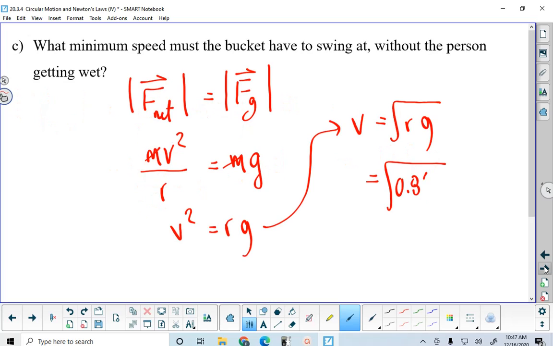And multiply by 9.81. And then take the square root. Andrea and Liam both get 2.8 meters per second. We'll just give everybody a few seconds here to potentially catch up and see if they agree. Evan agrees.